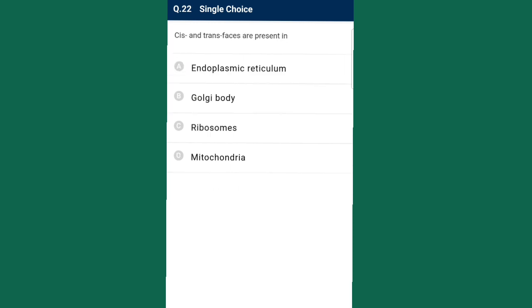Question number 22. Cis and trans phase are present in? Cis and trans phase are present in the Golgi body. Golgi body is one of the organelles which shows polarity. Cisternae are disc-like, parallelly placed structures which get curved. The curvature results in the formation of concave and convex faces. The convex face is known as the cis or forming phase, which always lies towards the nucleus. The concave or trans or maturing phase always lies towards the cell membrane. So the answer is option B, Golgi body.